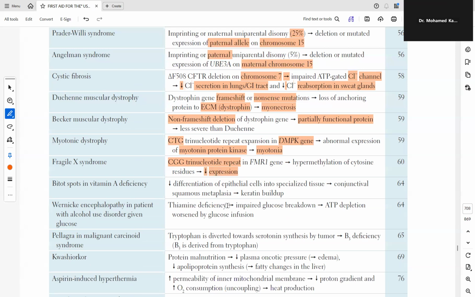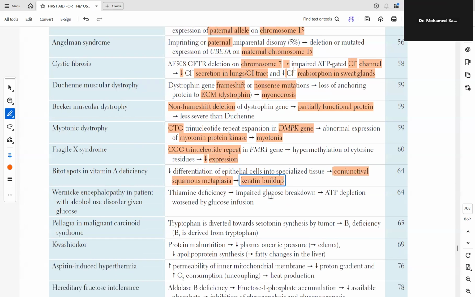Bitot spots in vitamin A deficiency: decreased differentiation of epithelial cells into specialized tissue leads to conjunctival squamous metaplasia of the eye, with keratin buildup. Okay. Wernicke encephalopathy in a patient with alcohol use disorder given glucose: thiamine deficiency, impaired glucose breakdown, and ATP depletion worsened by glucose infusion. So glucose infusion will make it worse.